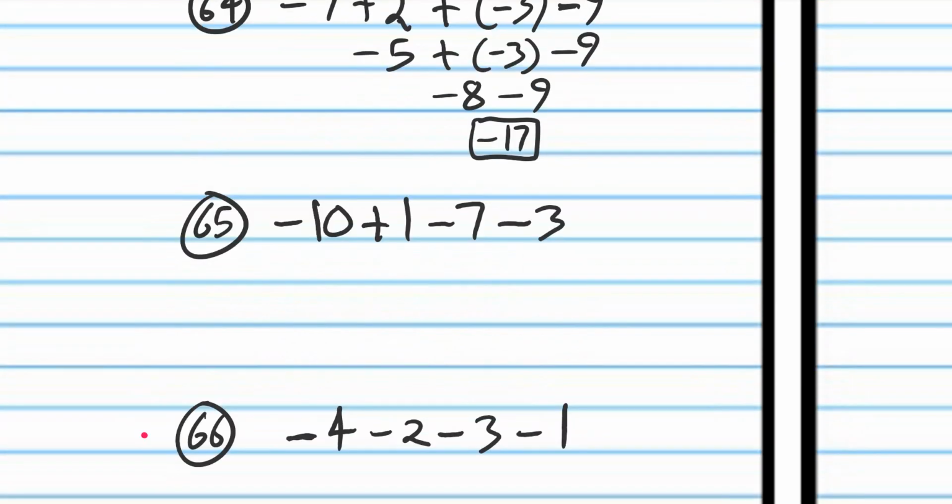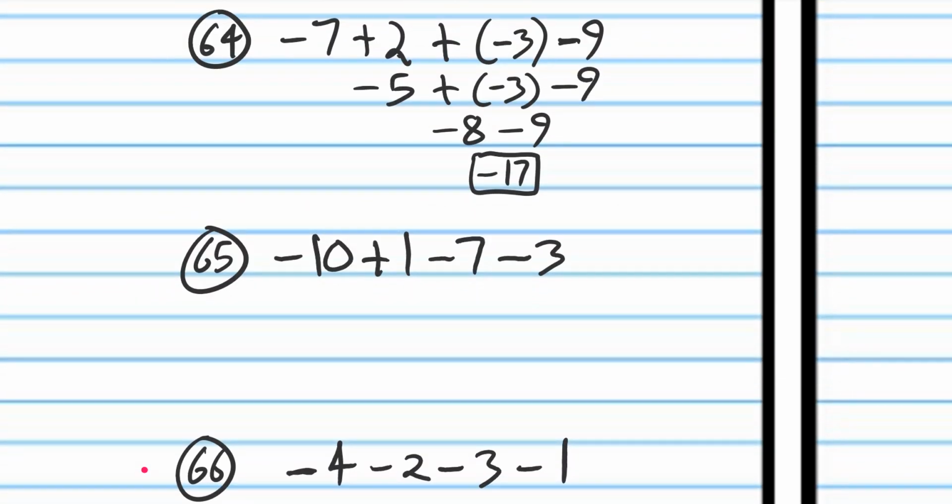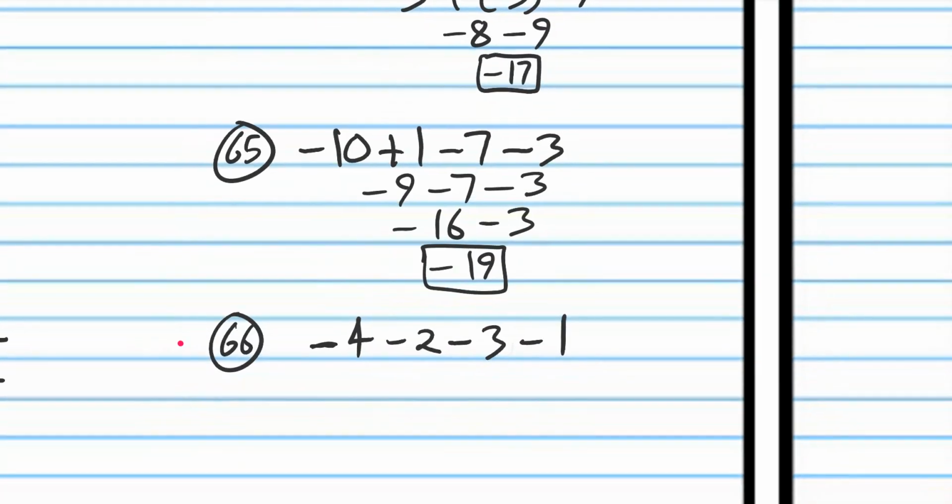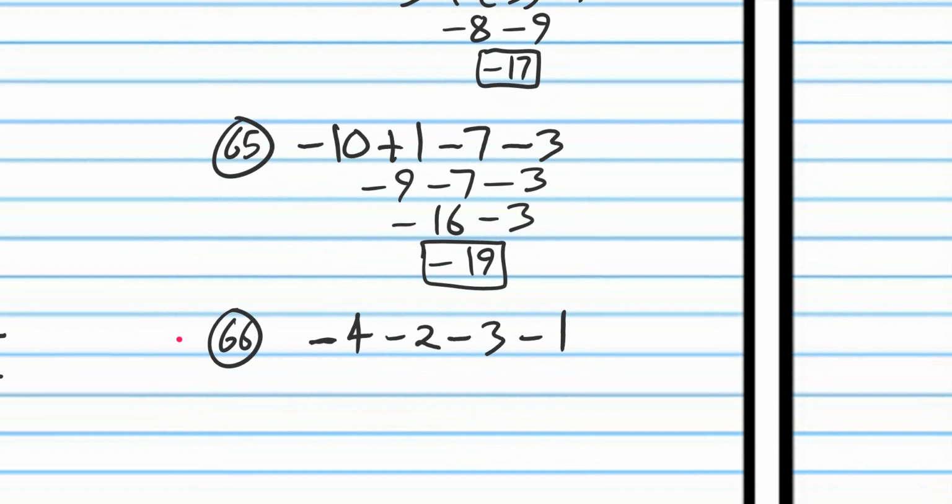All right, try number 65, and when you come back, we'll do it together. All right, we're back. Negative 10 plus 1 is negative 9. Negative 9 minus 7 is negative 16. And negative 16 minus 3 is negative 19. So if you got negative 19, good job.